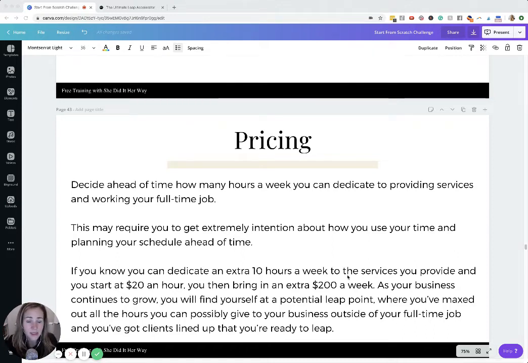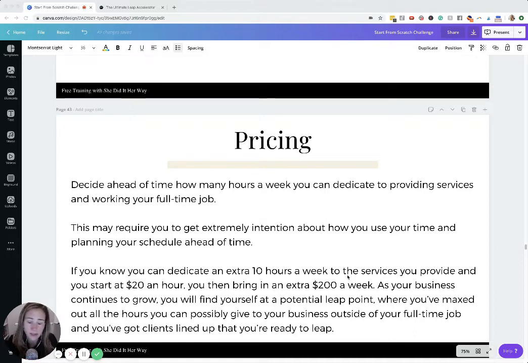And so it is possible. There are people out there looking to hire someone for 3 hours a week. And just a quick, easy math: if you know that you can do 10 extra hours a week, you start at $20, it's $200 a week times 4. It's an extra $800 a month.